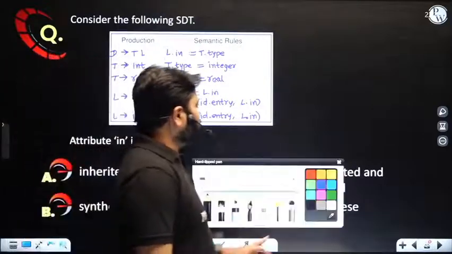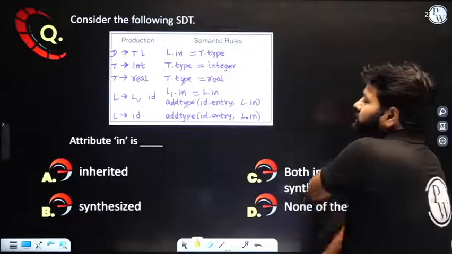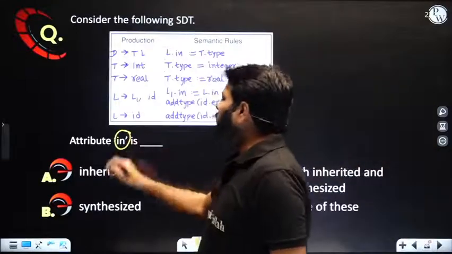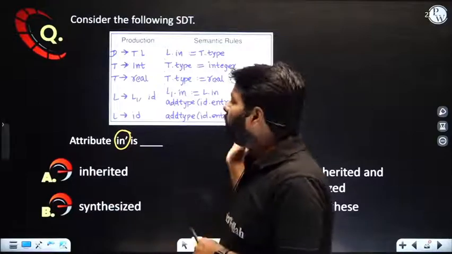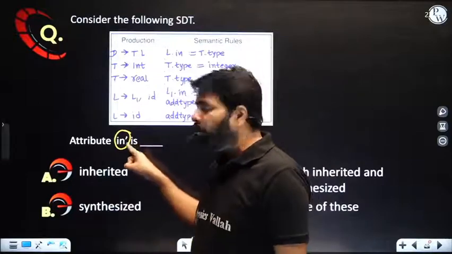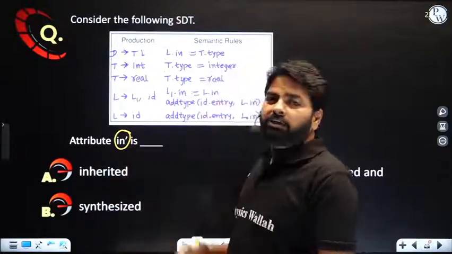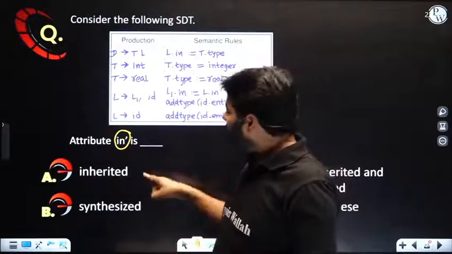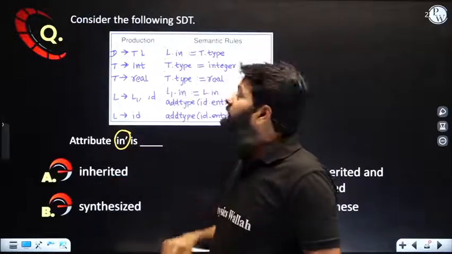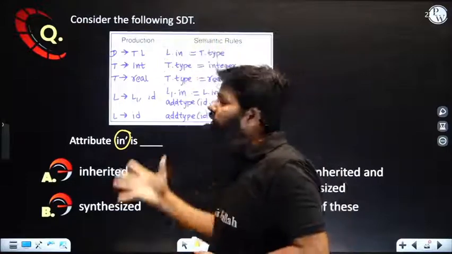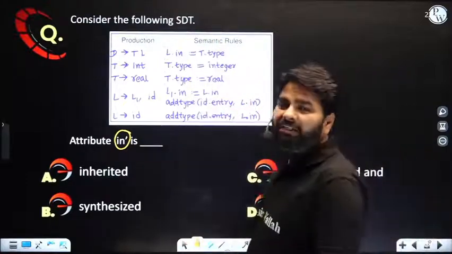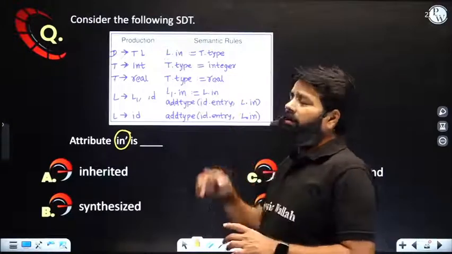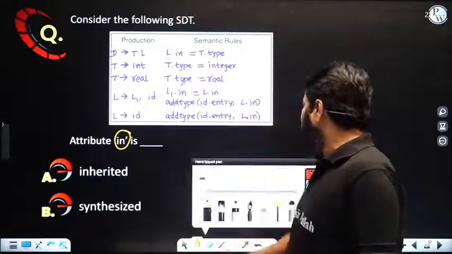Now, how to understand this translation? Now the question is about attribute in only, right? I'm not talking about the whole grammar or other attributes. I'm only talking about the attribute in. Only look at in in the whole grammar. Don't look at every attribute in the whole grammar. I don't need it. Okay. So now the computation, where is that in? Where is that in? Okay. So focus here completely.